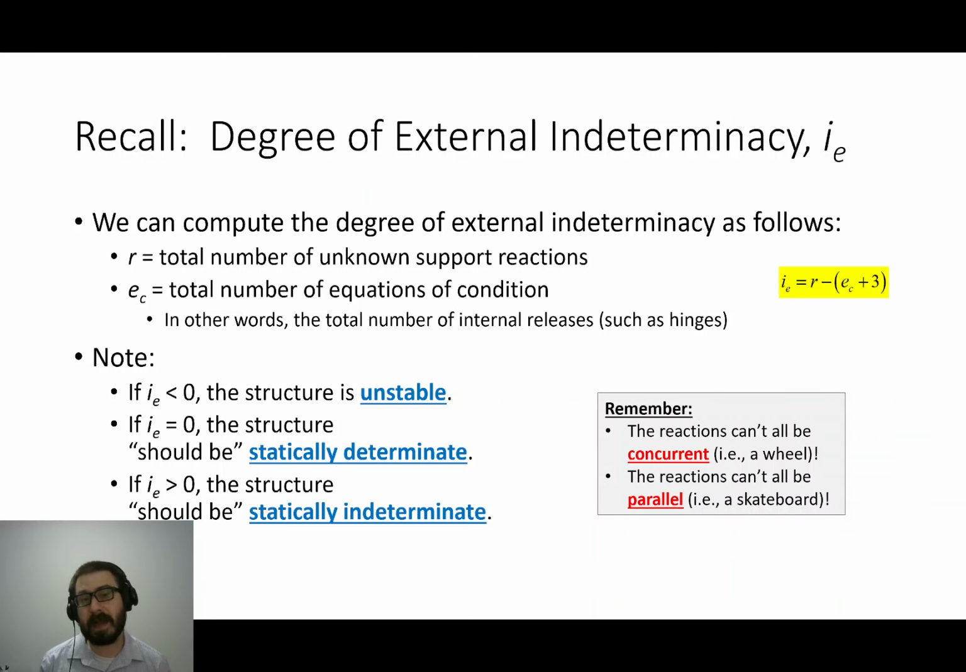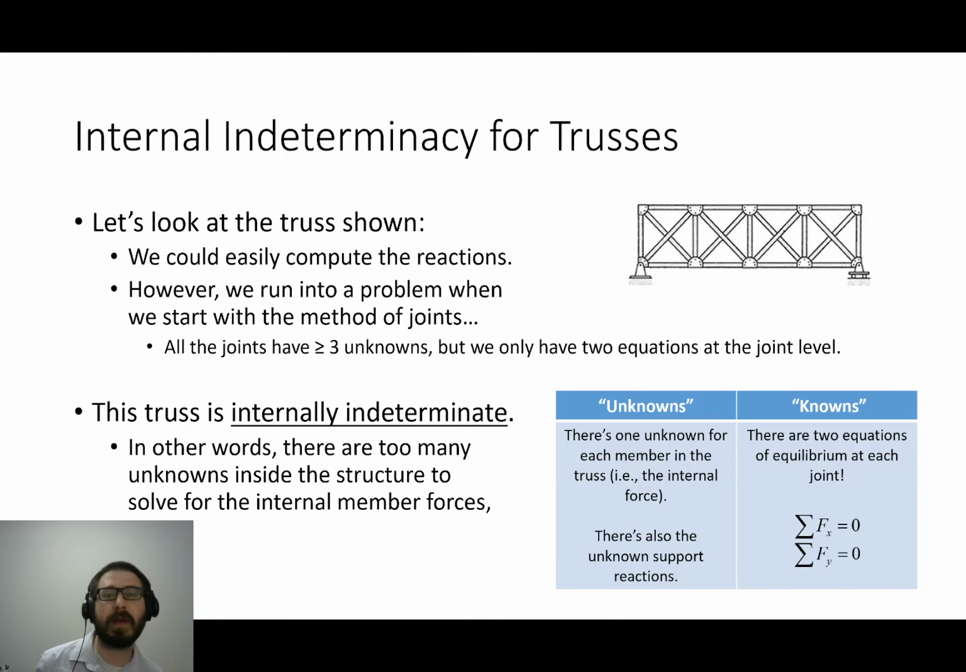Okay. Now, if I go back to my presentation, what we're now going to do is look at internal indeterminacy in a truss. What I mean by that is external indeterminacy is assessing whether or not we can compute the external support reactions using solely equations of equilibrium. Internal indeterminacy is looking at whether or not we can compute the internal forces in the structure just using the equations of equilibrium.